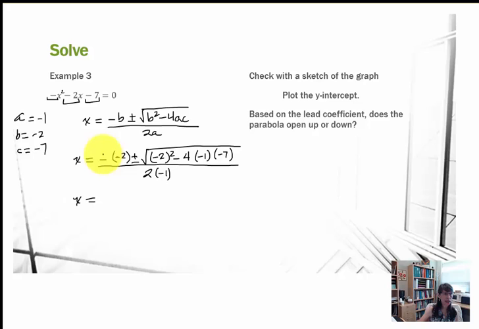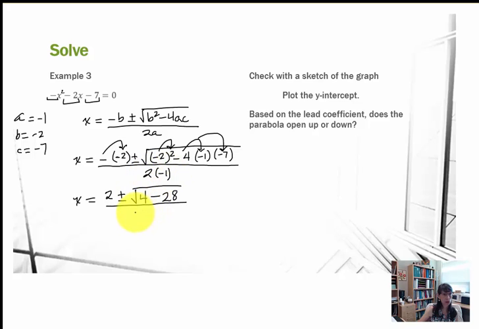Let's simplify now. Negative times negative 2 makes positive 2. Plus or minus. Quantity of negative 2 means negative 2 times negative 2. That would be positive 4. And our three factors, negative 4 times negative 1 times negative 7. So a negative times a negative times a negative means we will be subtracting. 4 times 1 is 4. 4 times 7 is 28. So we're subtracting 28 from 4.